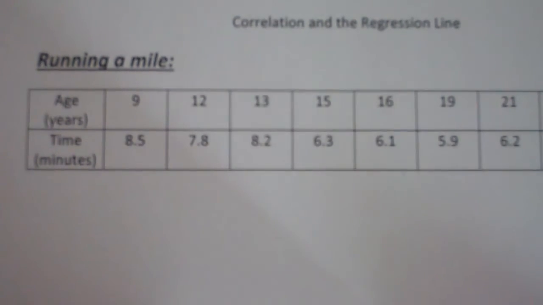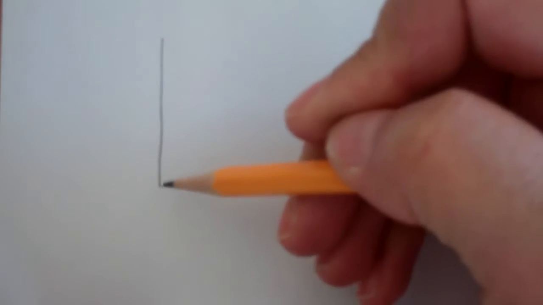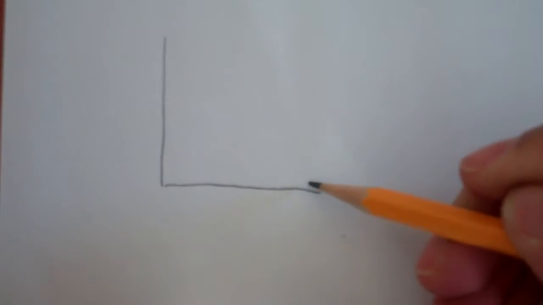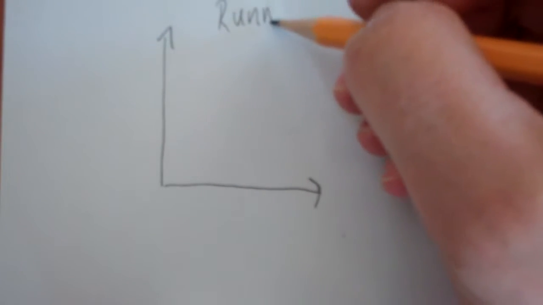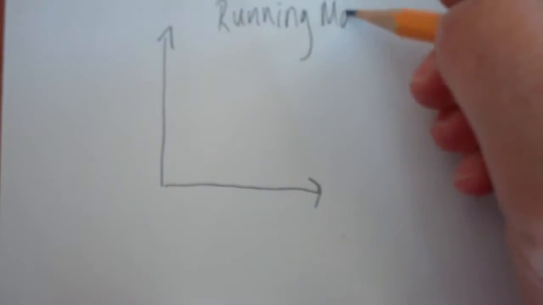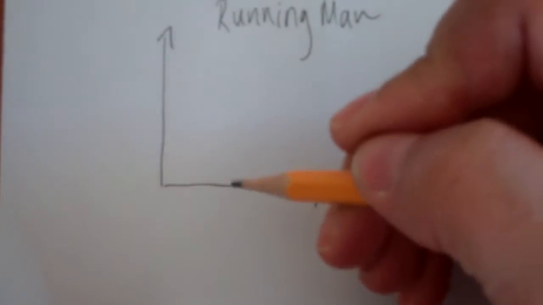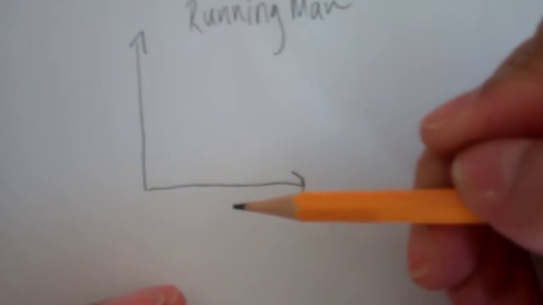So what we've been doing in class is first sketching a scatter plot on our paper. We take out our trusty calculator, our TI-84, and our notes for graphing, and we're going to be sketching a graph. When we sketch a graph, we put the two axes down. We need to put a title. Let's title it Running Man. Good movie.